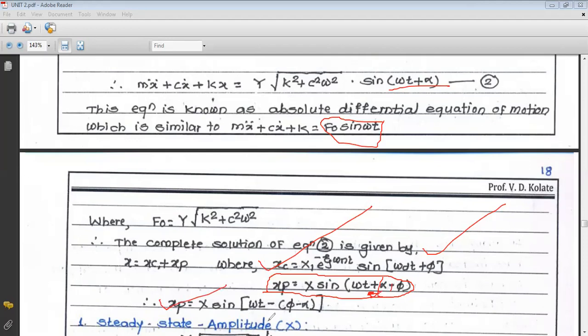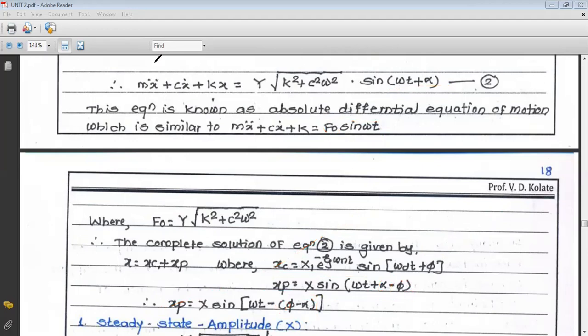Now in that, this phi minus alpha is your phase angle. This is the total phase angle. But in case of forced vibration, the only phase angle is phi. But in case of support excitation or base excitation, your phase angle is phi minus alpha. Now next, we have to find out the steady state amplitude and your phase angle, that is phi minus alpha. Now how are we finding this? I will explain one by one.